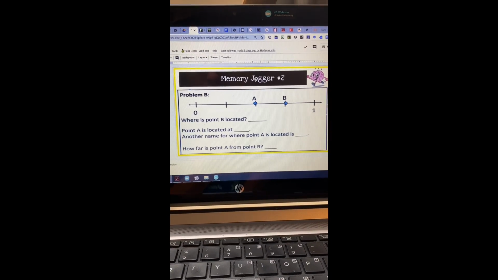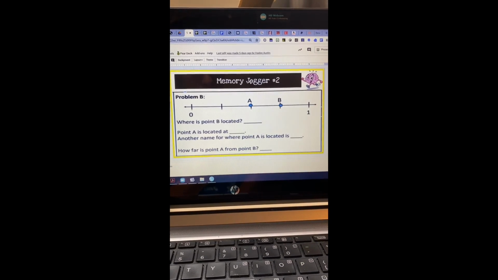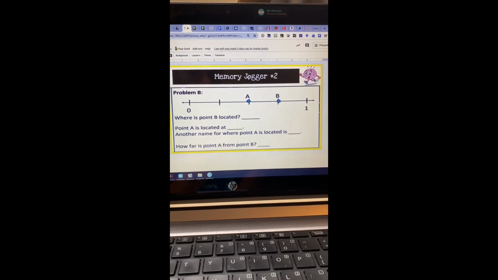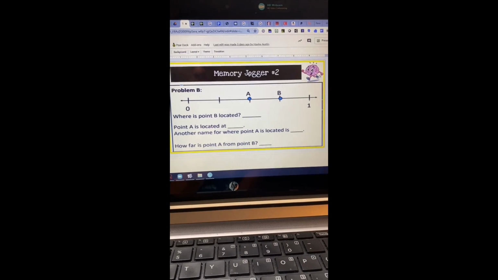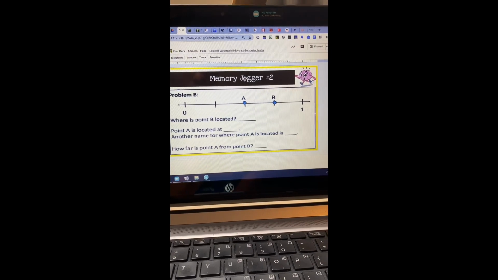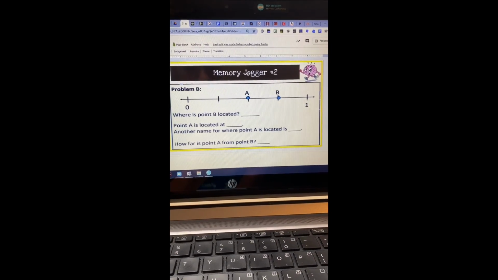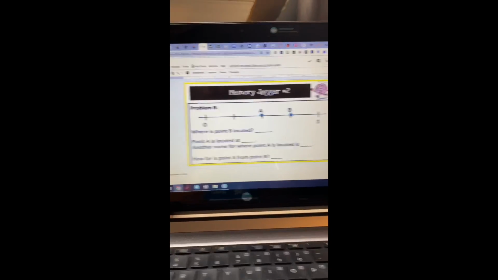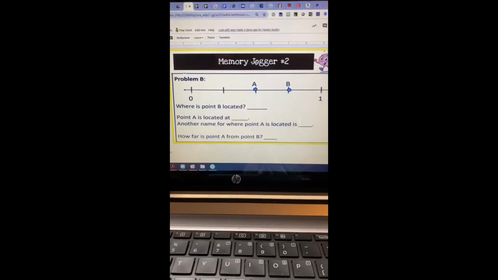And then if you say that, what could be an equivalent fraction to point A? Another name for point A. And then after you find that, even more, how far is point A from point B? So a multi-step problem here involving fractions, but you have this.